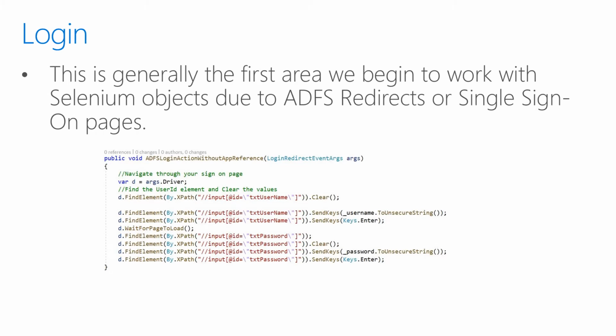So the login flow is generally the first area where we begin to work with Selenium objects. This is due to the ADFS redirect or single sign-on page having customized HTML. In the example below, we're passing in the login redirect event, which we're taking the driver from, setting it to this variable D. With the variable D, we have properties such as find element and wait for page to load. Find element is specific to Selenium, while wait for page to load is specific to EasyRepro. So this is a nice combination of working both with EasyRepro and with Selenium.